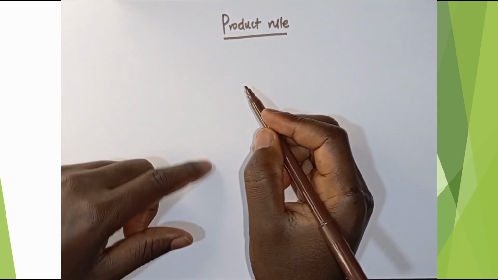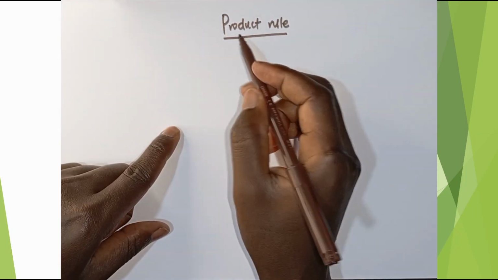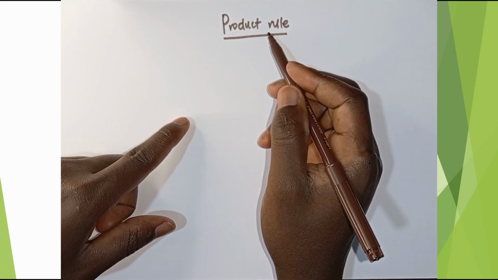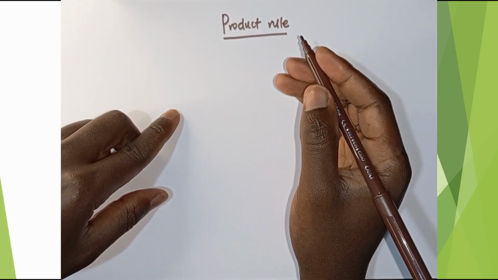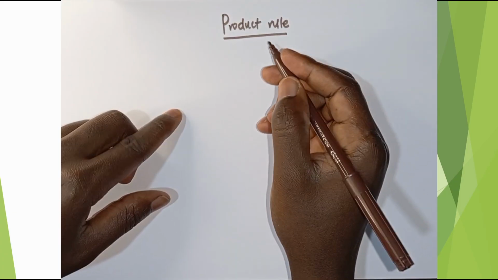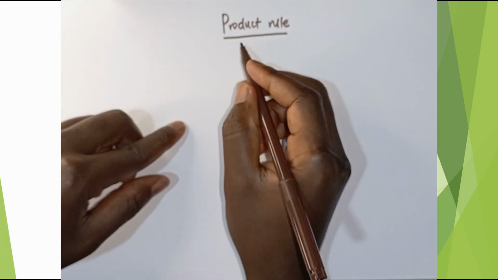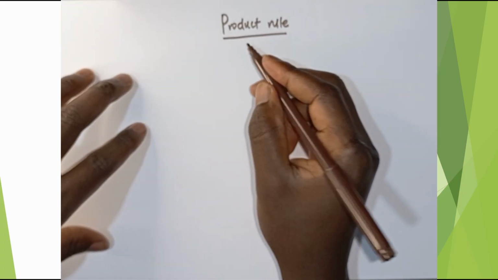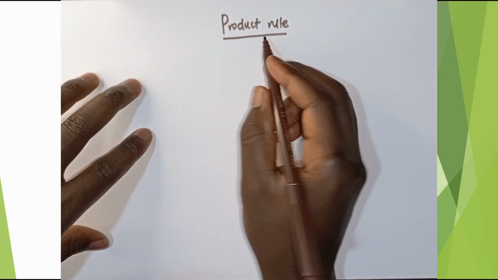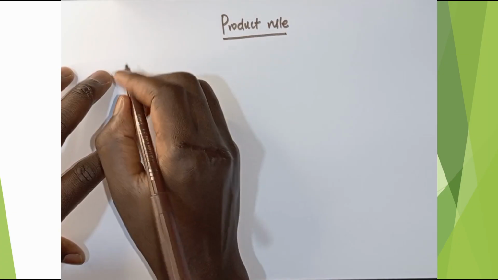In this video, I want us to understand very well what the product rule is. What did it come to solve? Why did the scientists come up with it? Which problem was it coming to solve? Before the product rule, it would be easy differentiating something like this.